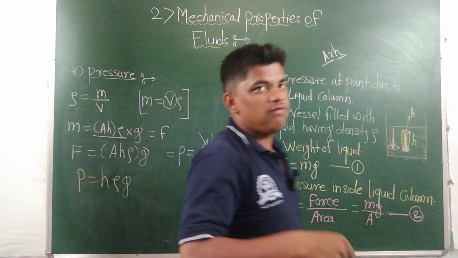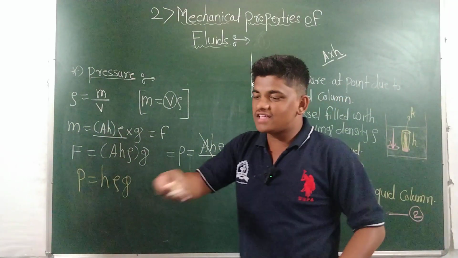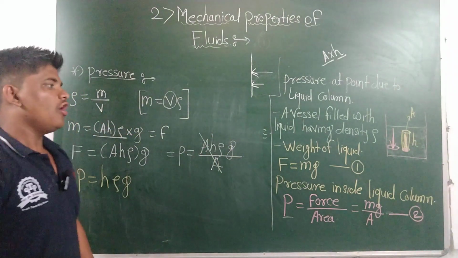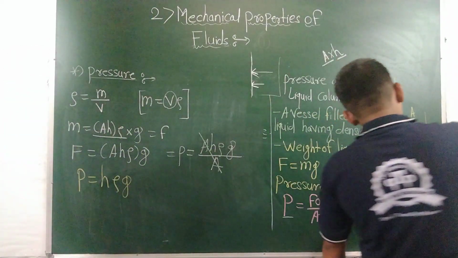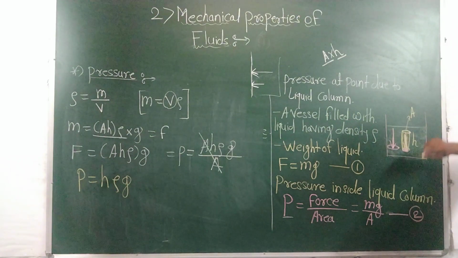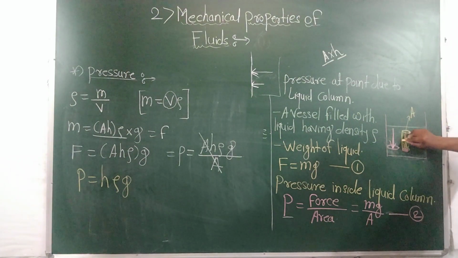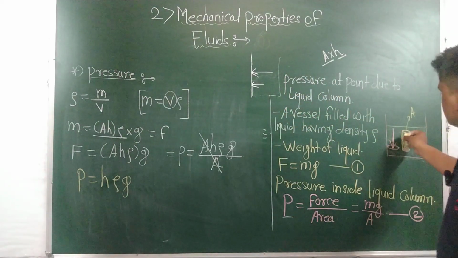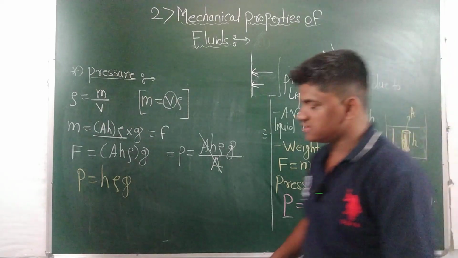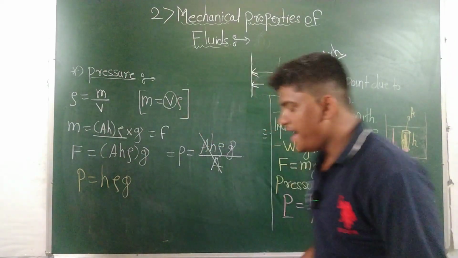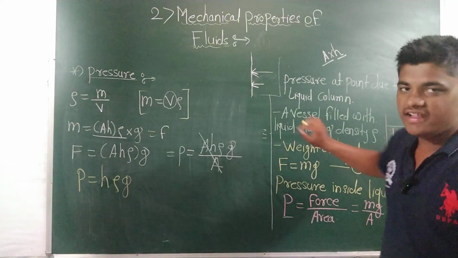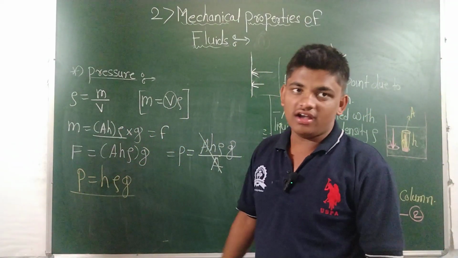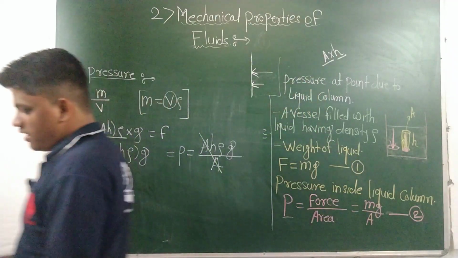The pressure of the fluid exerted on the wall of the cylinder does not depend on the mass of that liquid. It depends on the height of the cylinder, the density of that liquid, and the acceleration due to gravity. This is all about pressure.